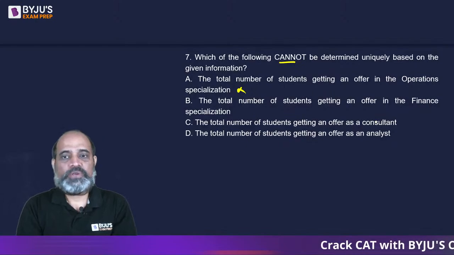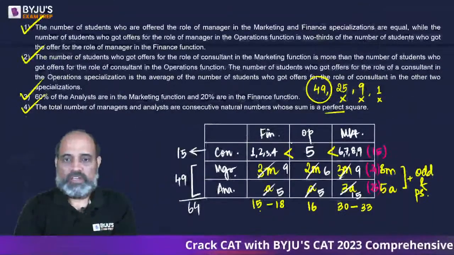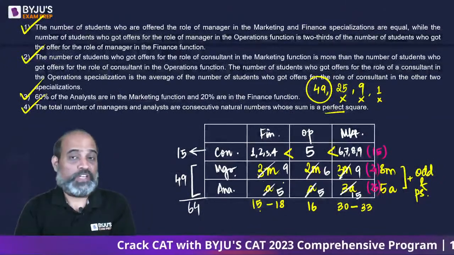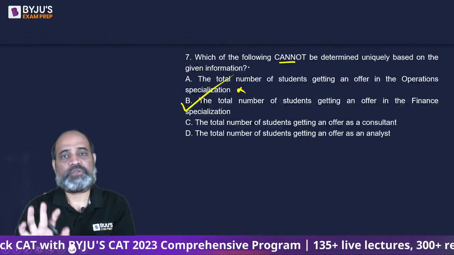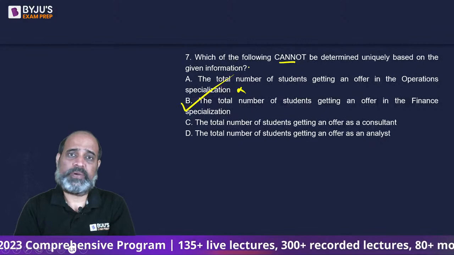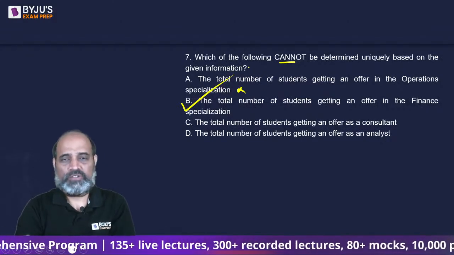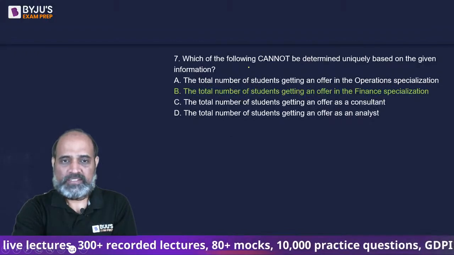The total number of students getting an offer in the finance specialization. In finance, obviously we do not know, we get a range, right? So this cannot be determined. You can go ahead and check options C and D, no problem. But if you are confident, you can mark the option. So B is the answer.